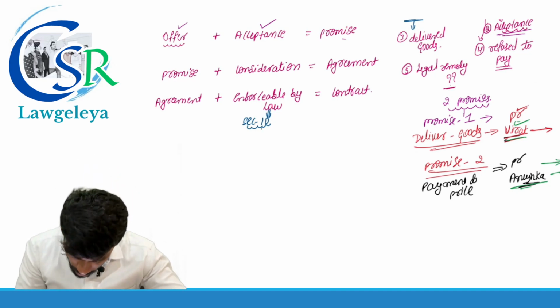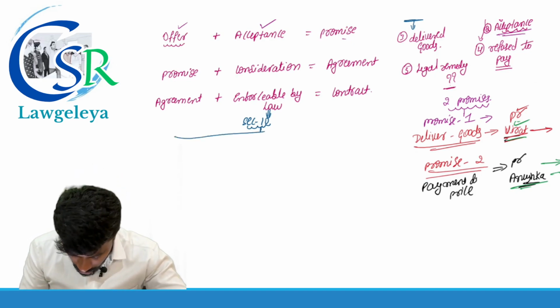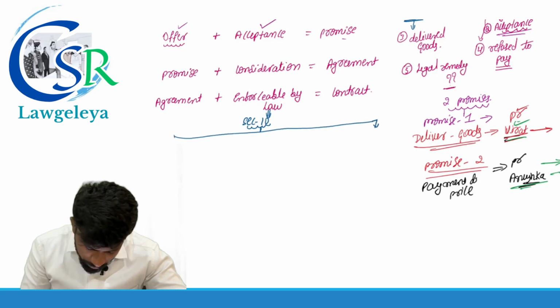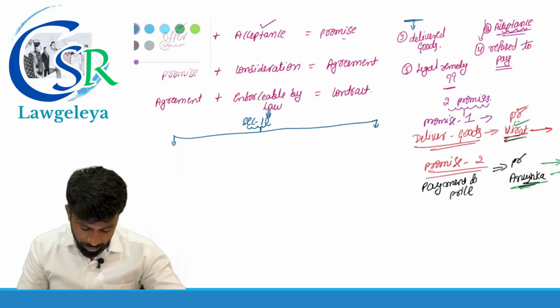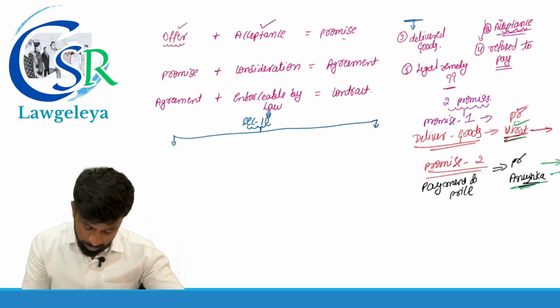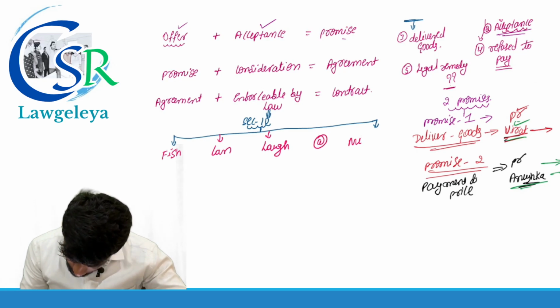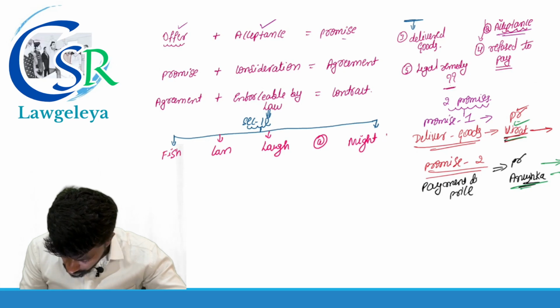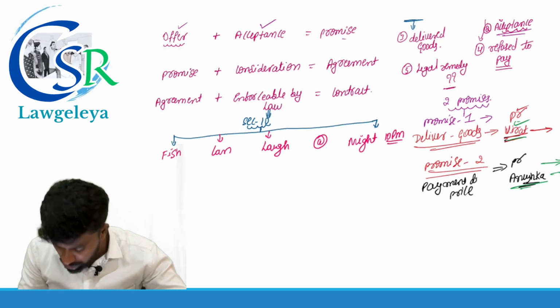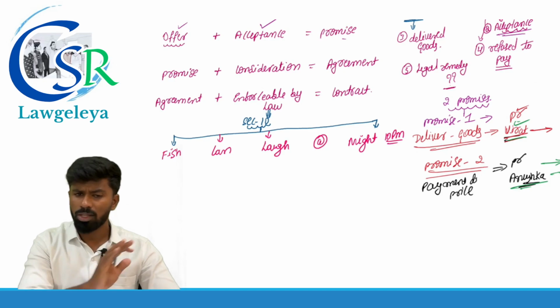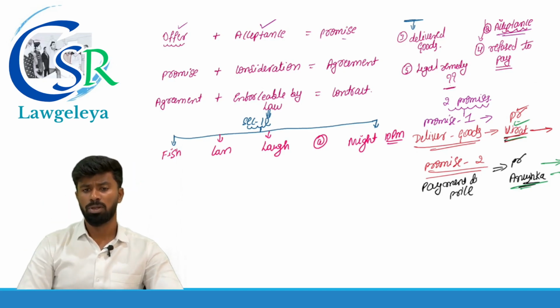What are the conditions? Fish can laugh at night, at what time? 10 p.m. Night time, 10 p.m. Then the agreement is enforceable by law. Otherwise, the agreement is not enforceable by law.